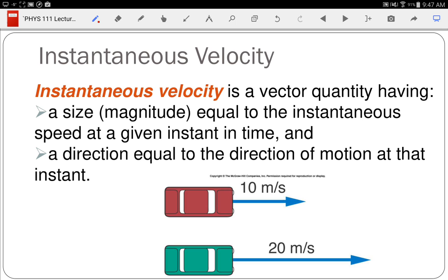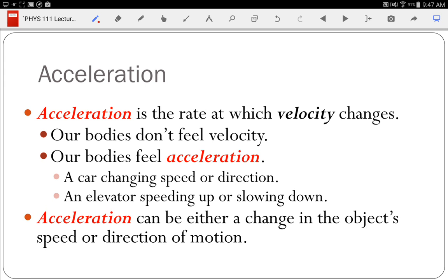Okay, I am not even going to spend time on instantaneous velocity. I think it's pretty clear that instantaneous velocity is like instantaneous speed, but it has direction. So acceleration, talking now specifically about acceleration. Our bodies can't feel velocity. In fact, there is no experiment you can do if you're in a closed room with no windows to determine what speed you're doing.